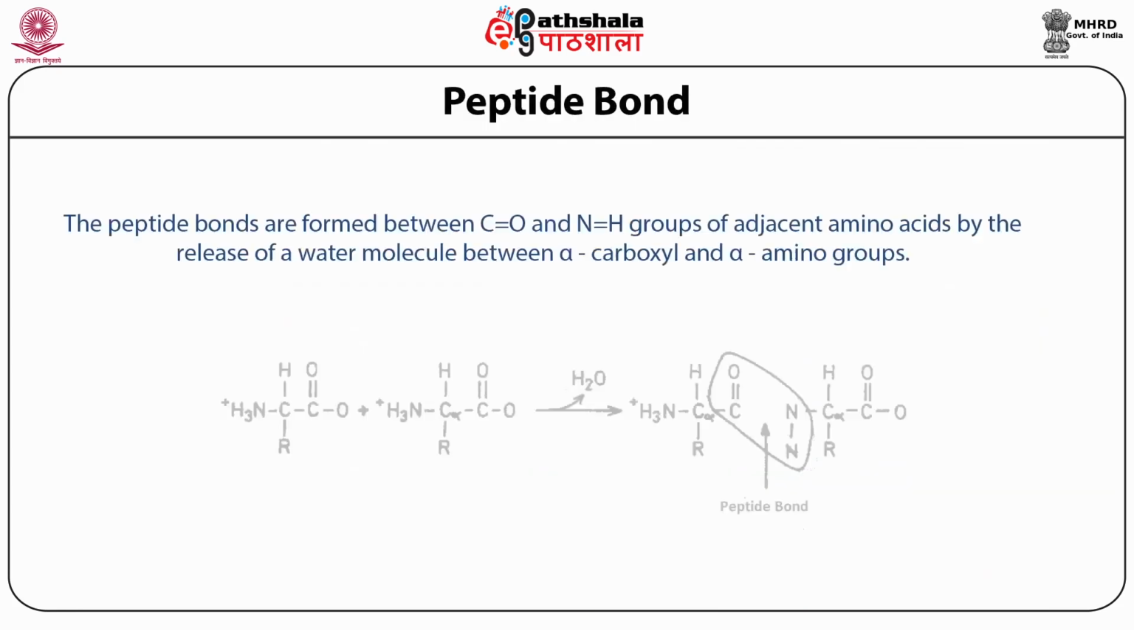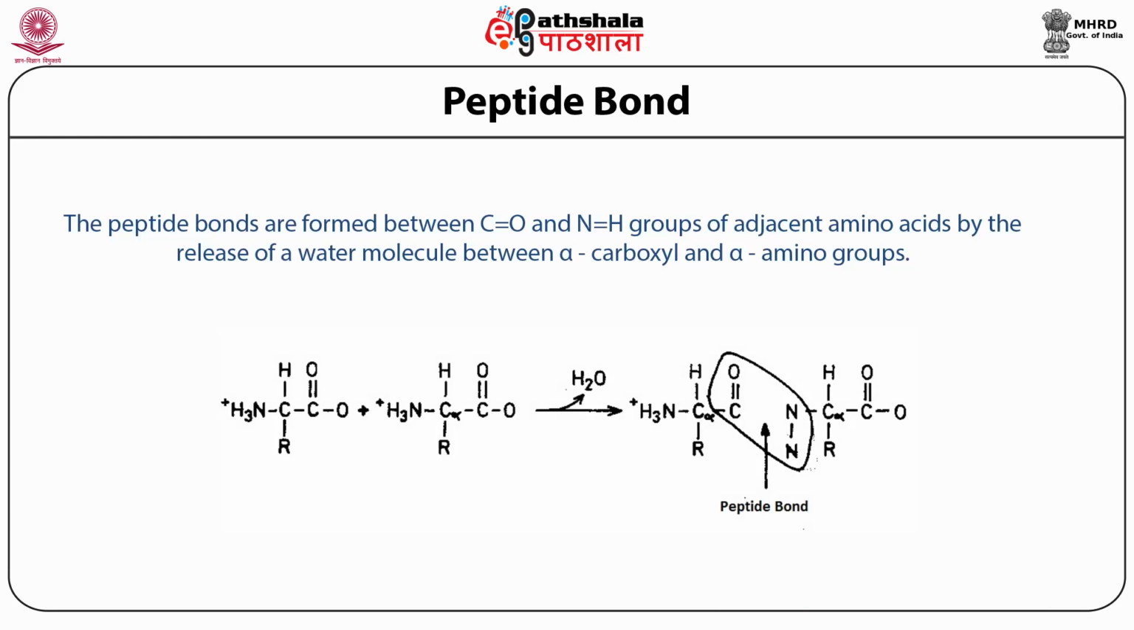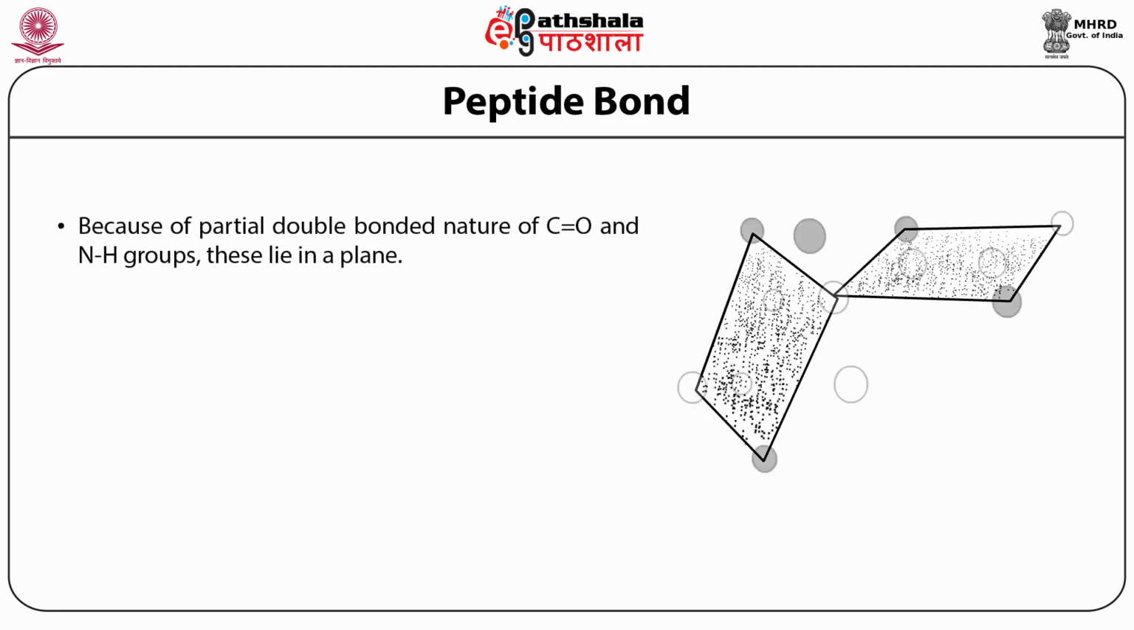Peptide bond. The peptide bonds are formed between CO and NH groups of adjacent amino acids by the release of a water molecule between alpha carboxyl and alpha amino groups. We can see here two amino acids. The CO, the oxygen, and the NH3, the H2, these two combine and a water molecule goes away. What is left is C double bond O and NH. Because of the partial double bonded nature, they bond to each other, which is called a peptide bond.